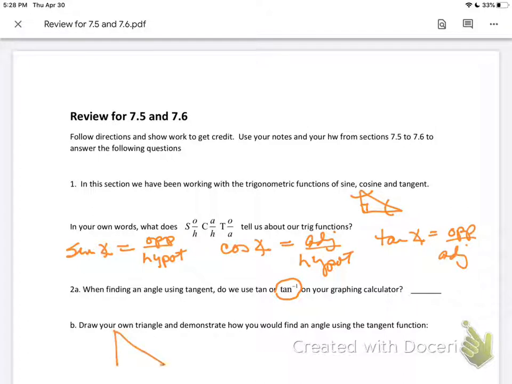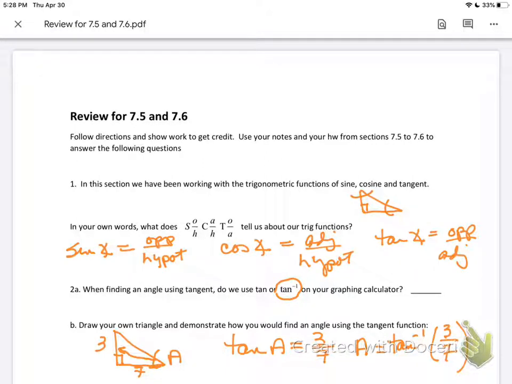Okay, so I would draw a right triangle. I would name this angle A, and why don't I just give these two sides some values? Okay, so then to find A, I would say tan of A equals opposite, because from angle A's perspective, 3 is the opposite, over, from angle A's perspective, 7 is the adjacent. So therefore, angle A is going to be tan to the -1 of 3/7. Okay, that's how you say it, and that's how you write it.